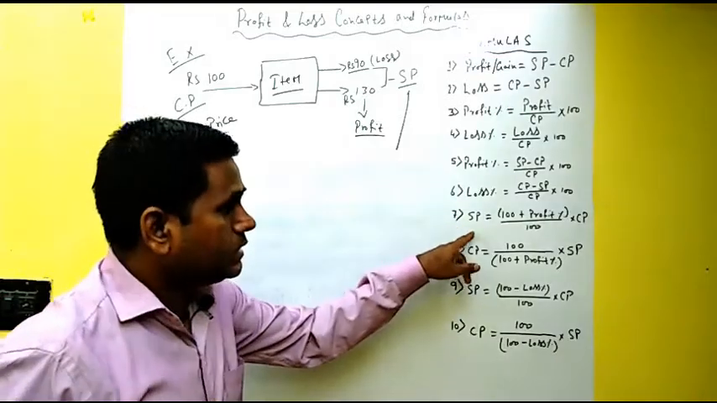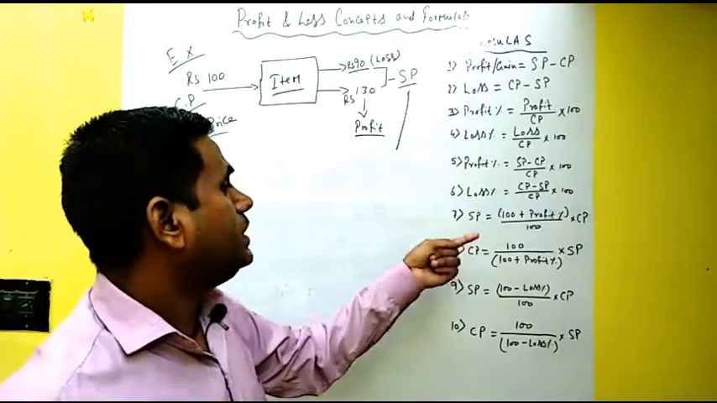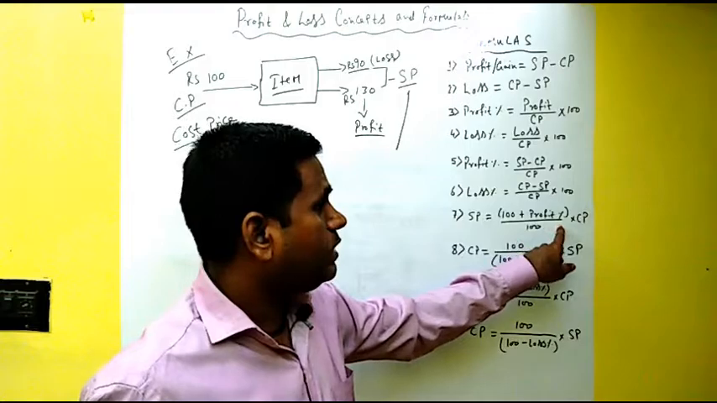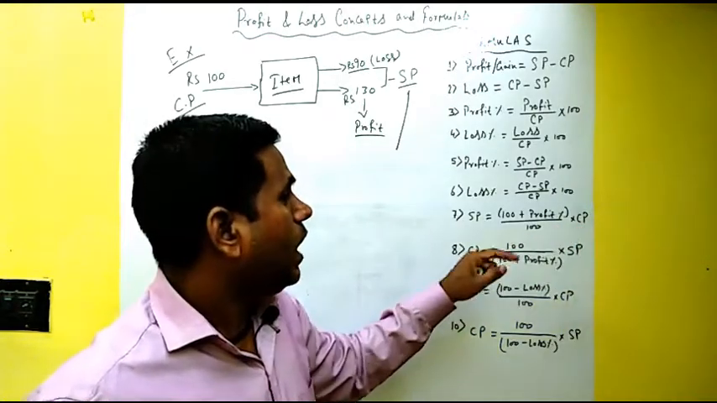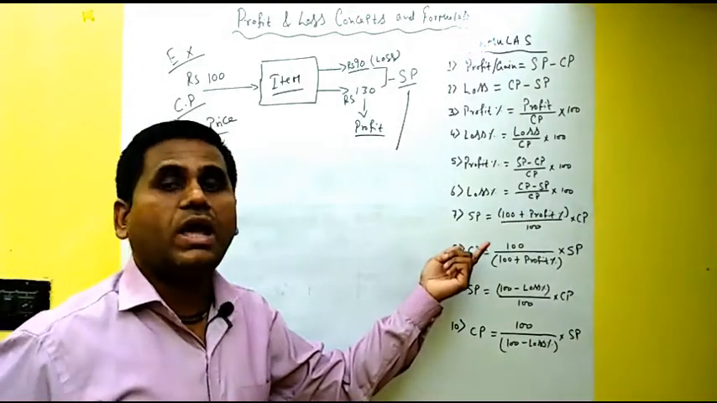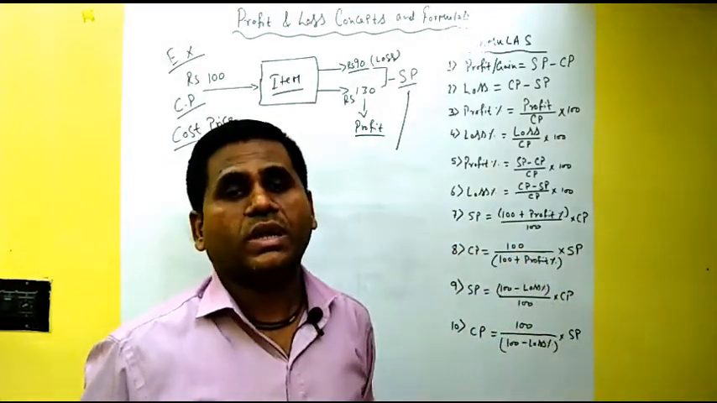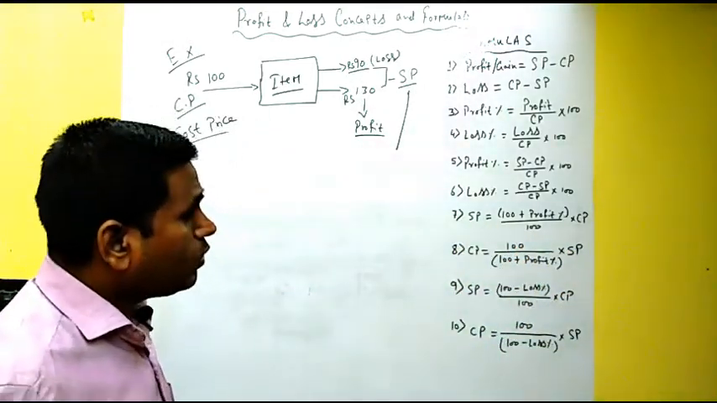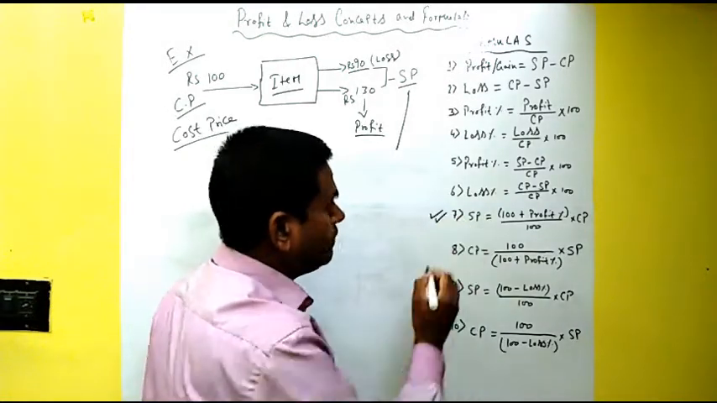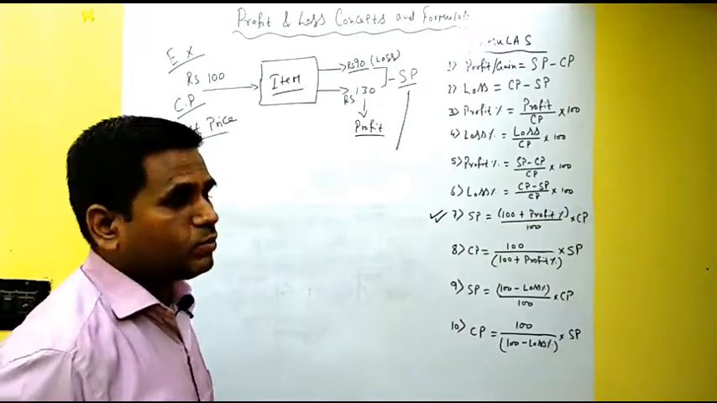The 7th one says selling price is equal to. Suppose in the question it is asking you to calculate the selling price and they have given profit percent and CP. Then how can you calculate? There is an indirect method also. If you don't remember the formula, you can use the indirect method and calculate. But if you remember the formula, you can calculate it very easily. That's why I have given this formula in this video, so that we can solve this problem very easily.